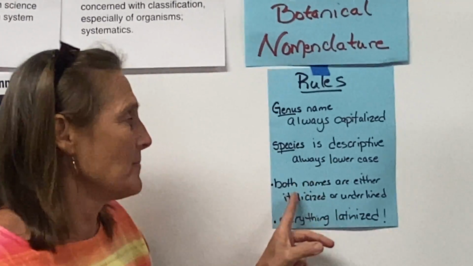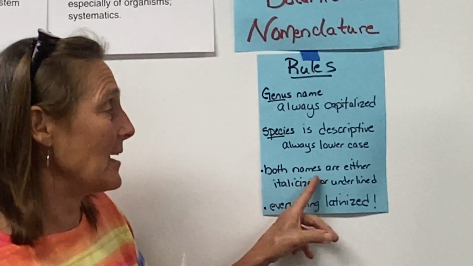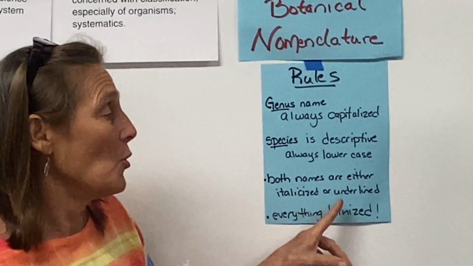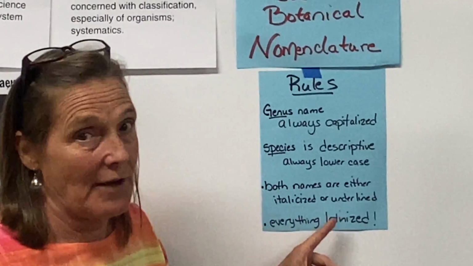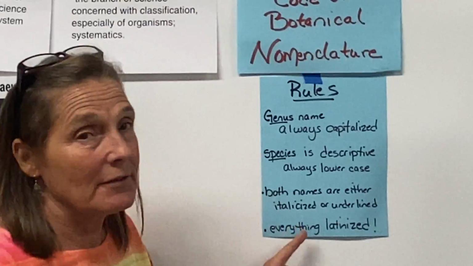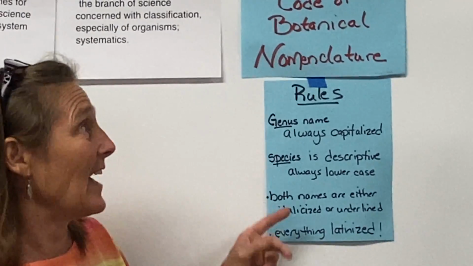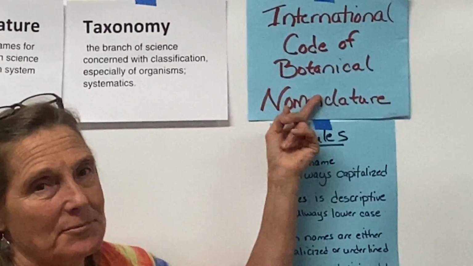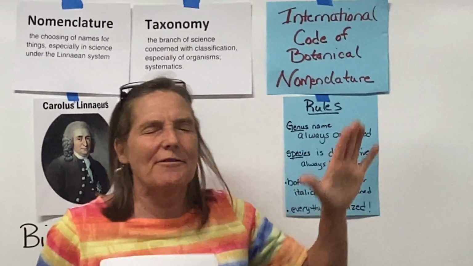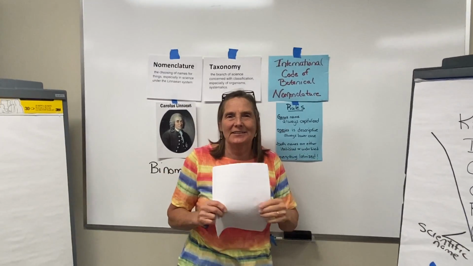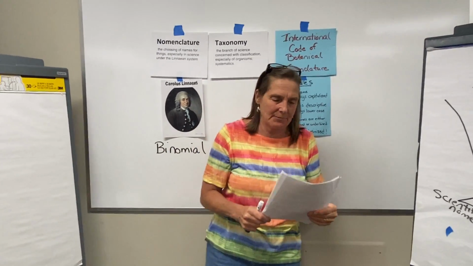descriptive in some way. Both of the scientific names are either italicized or underlined, which you'll have to know how to do in our botanical test. And then I have on here, everything's Latinized. So this organization keeps all the names in the whole world. Every animal, every plant has a scientific name, and we use scientific names all the time.